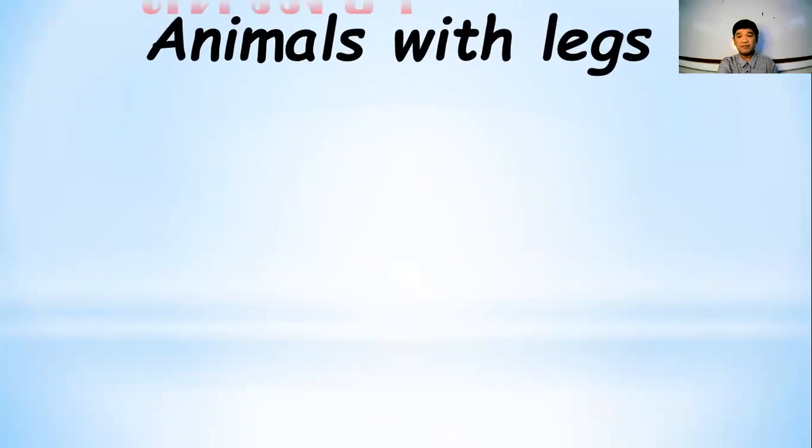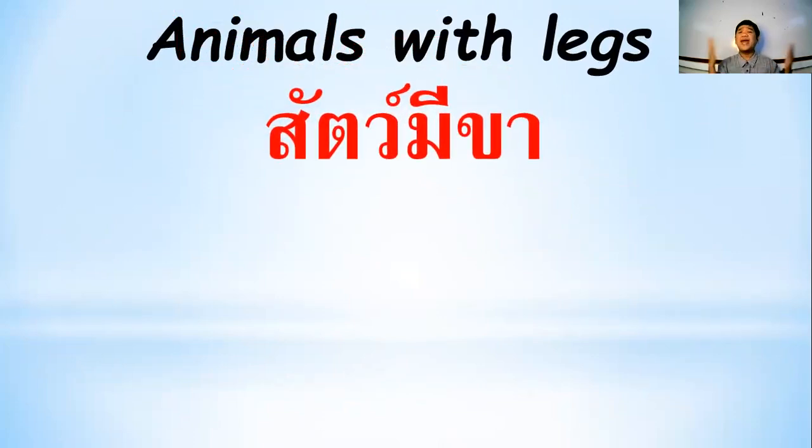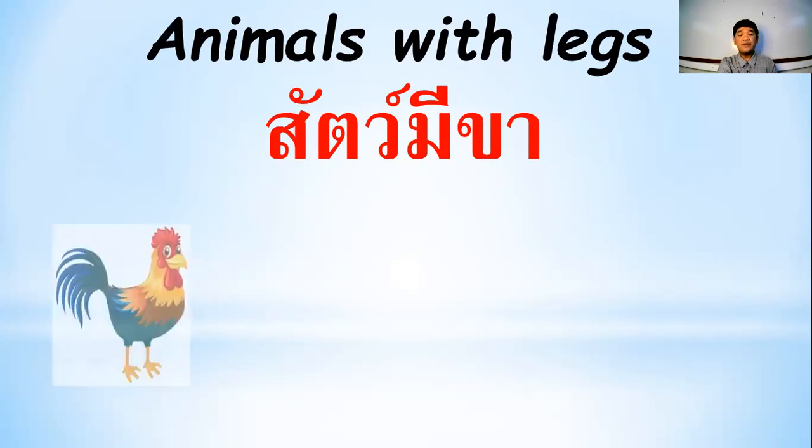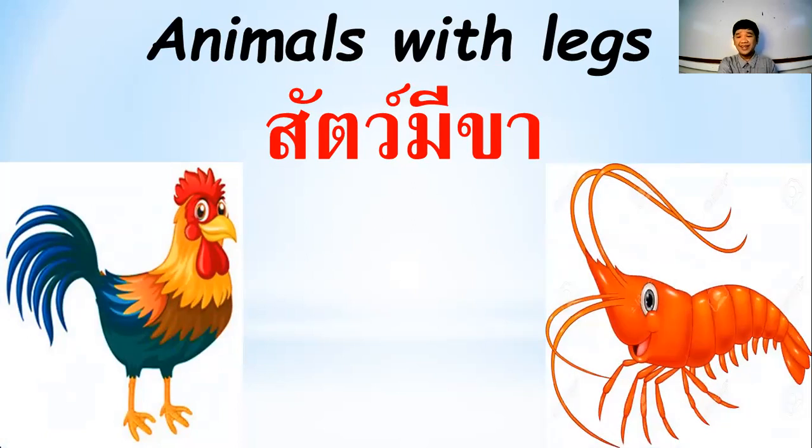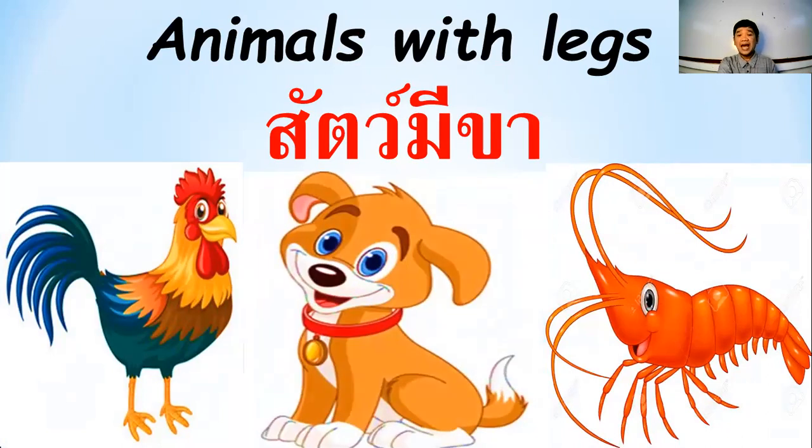Animals with legs. So what are those examples? We have many animals. Most of the animals have their own legs, especially animals who live in the forest, the jungle, or in different habitats. Okay, so we have here the example. The rooster has two legs, or even the shrimp have many legs, or even the dogs have four legs. So animals with two legs, animals with four legs, animals with more than four, these are animals with legs.